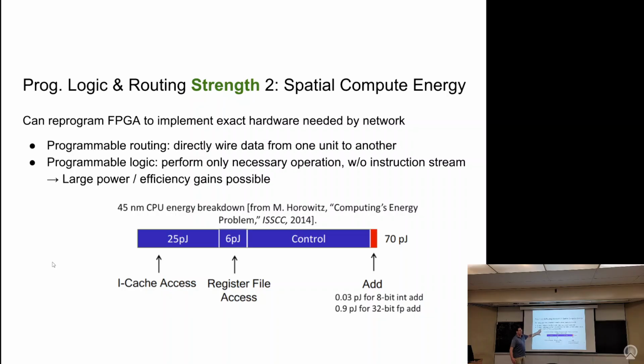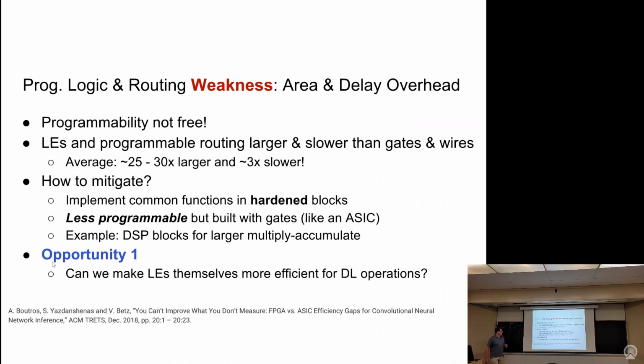And FPGAs attack that by directly hooking things together, and you don't have to have an instruction stream. Okay, weakness. We talked about programmable build being expensive, right? The logic elements and programmable routing, we talked about this last week. If you do it in logic elements, it's 25 to 30x larger and 3x slower. So that's a pretty big penalty.